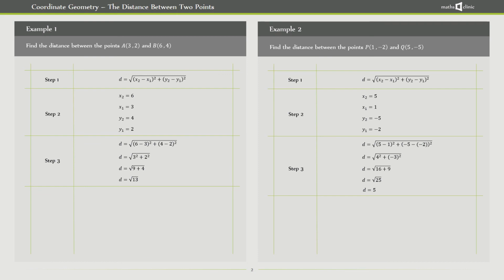And it's actually really easy once you understand the formula. If you understand how we got to the formula, you should be able to remember it. It's pretty much just Pythagoras' theorem. There really isn't much to it. You just have x2 minus x1 as your adjacent, y2 minus y1 as your opposite, and d as your hypotenuse. And once you know that, it's pretty much straightforward from there.